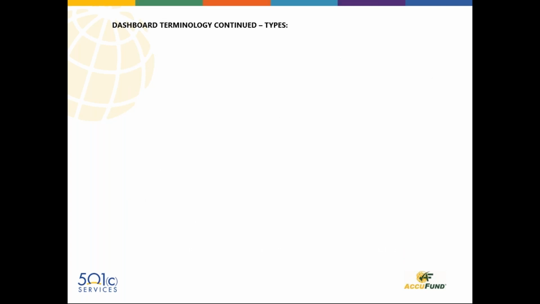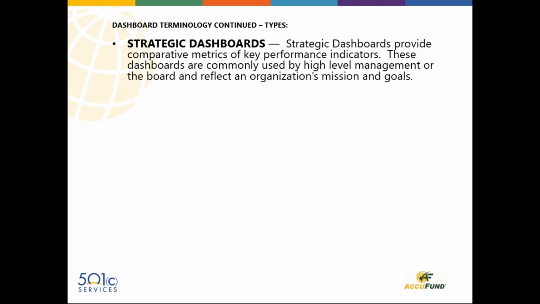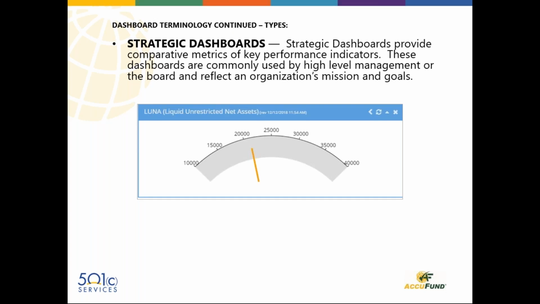So some more terminology. There's also some different types of dashboards. A strategic dashboard is a dashboard that provides metrics of KPIs, key performance indicators. These dashboards are commonly used by high-level management, like the board, to reflect an organization's mission or goals. So a strategic one is often a complex calculation or a comparative.